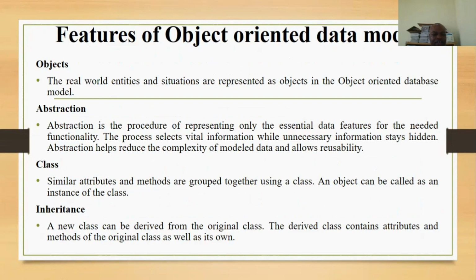Then next is a class. What is a class? Similar attributes and methods are grouped together using a class. So an object can be called an instance of the class. Then we have inheritance.